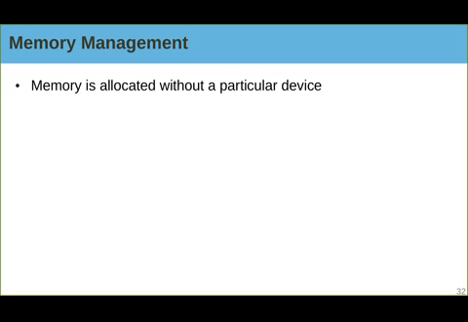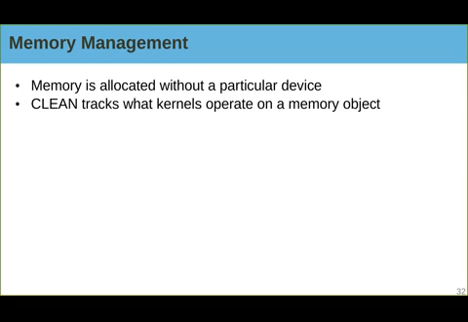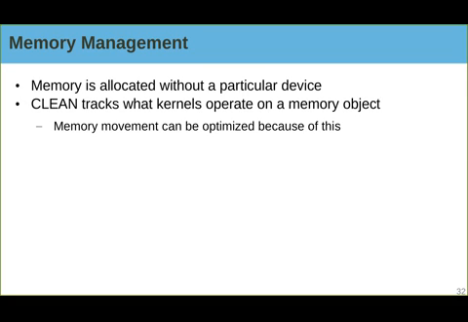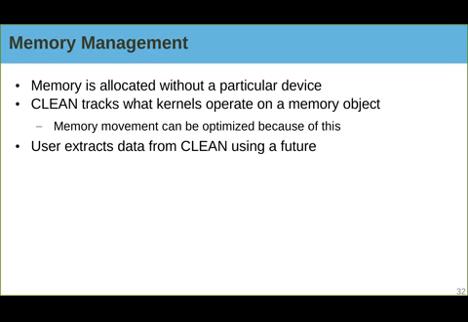Memory management, we're going to talk about that quickly. In OpenCL, memory is generally associated with a particular device. So you'll say allocate a 1 GB buffer on that GPU or on that FPGA. With clean, we do a little bit of a trick. You allocate it without any particular device. You just say, give me a gigabyte of data. Internally, clean doesn't have to actually know where the data is bound or move it around or force an allocation, which can be slow. Instead, clean tracks what kernels operate on particular memory objects, and because it does that, it can optimize memory movement. We'll talk about that when we see the scheduler and how it actually works.